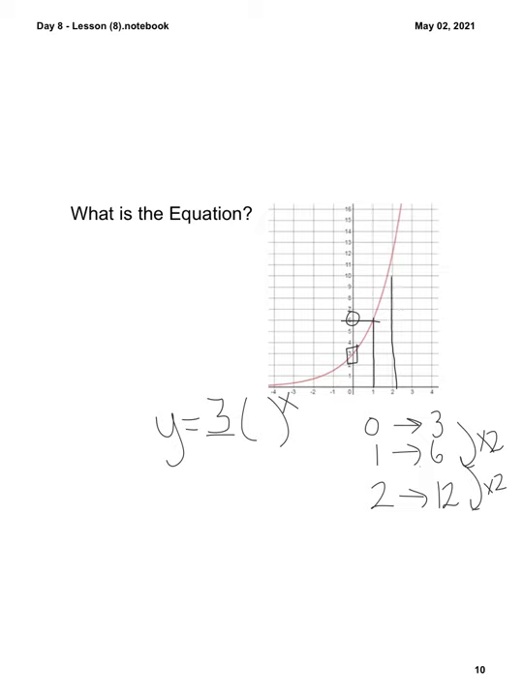If I go to an x value of 2 and I follow it up until I hit my graph, it is 12. So what this means is that since all of these have been multiplied by 2, I am going to have a 2 in my bracket, and that is the equation of this graph.